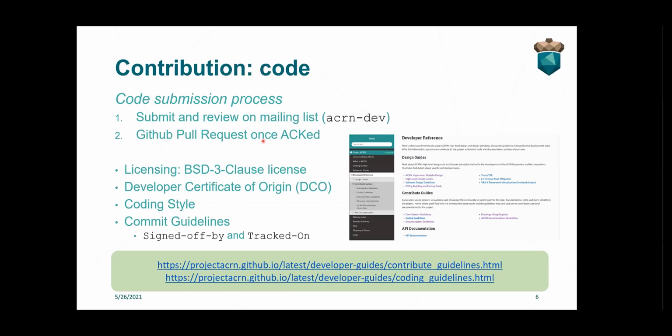Code submission. At a very, very high level, the code submission process is a two-step process. One, you send your patches, even if it's a request for comment. Typically the way we do it is you send them on the ACRN dev mailing list, and there they will get reviewed by the developer community and the maintainers.